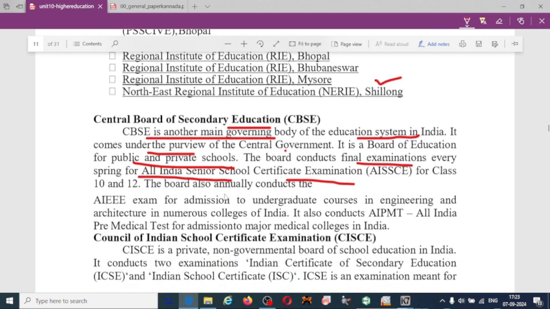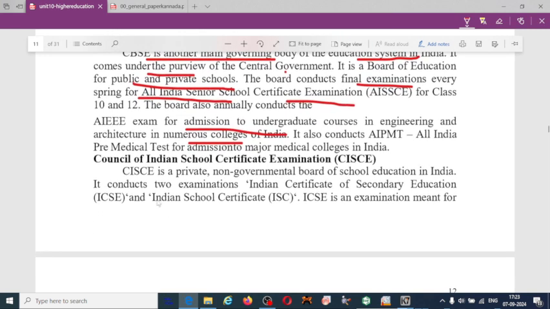The board also annually conducts the AIEEE exam for admission to undergraduate courses in engineering and architecture in numerous colleges of India, and AIPMT for medical colleges in India.